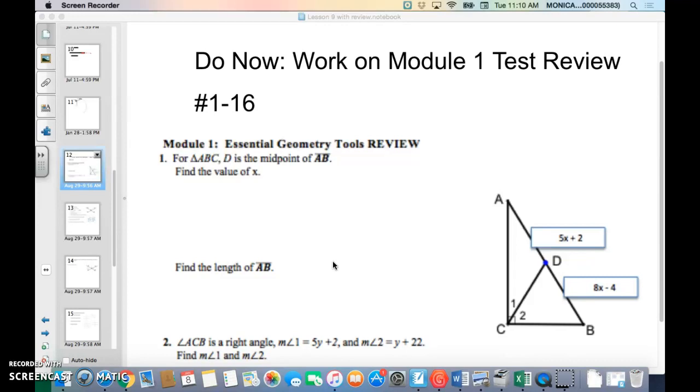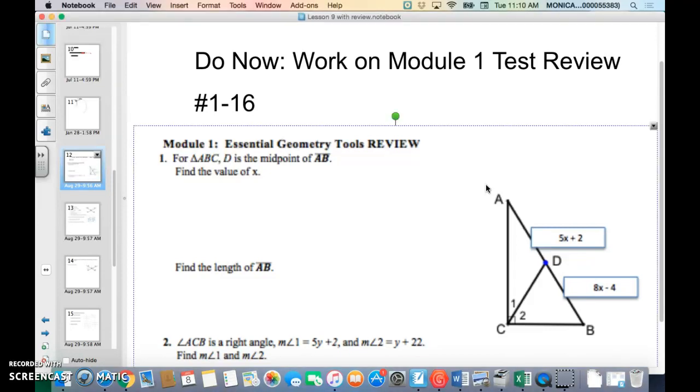So for number 1, it's asking for midpoint. So when you think midpoint, you should be thinking the formula x plus x divided by 2, y plus y divided by 2. Or when we're looking at this situation, we're looking at the midpoint between a segment. So this is the middle point.